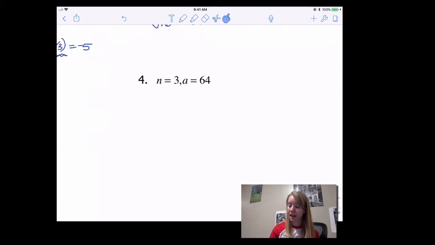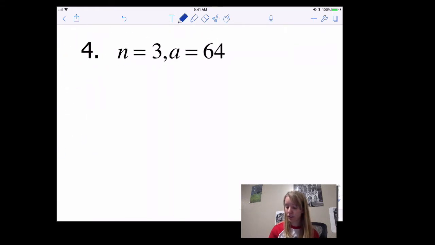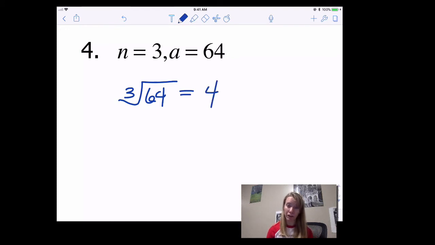And last but not least, the nth root of a, the third root of 64. We can do this in our heads, or we can plug it into our calculator. I'm not going to ask you to do one way or the other on your test. You just have to be able to plug it in.